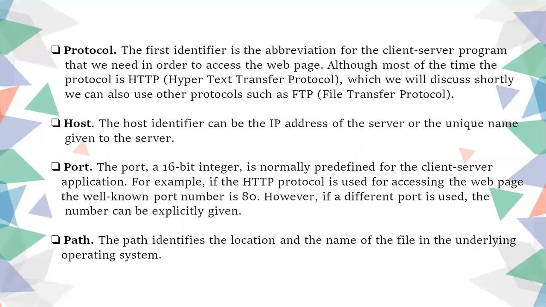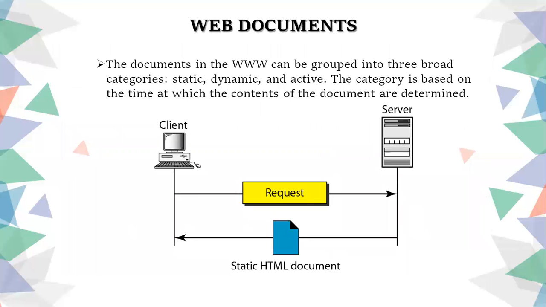The port is a 16-bit integer. It's normally predefined for the client-server application. For example, if the hypertext transfer protocol is used for accessing a web page, the well-known port number is 80. However, if a different port is used, the number can be explicitly given. If you are using a different protocol, a different value has to be given here. The path identifies the location and the name of the file in the underlying operating system.